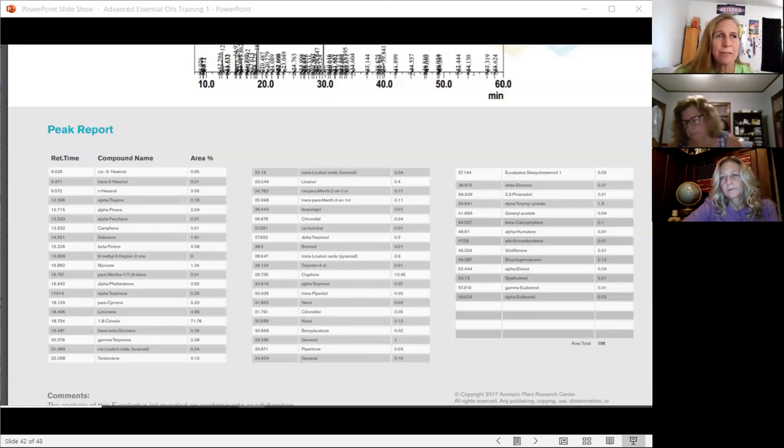So interestingly enough, this oil is doTERRA's, and look at how many different things there are. Can you count how many there are? There's 3, 6, 9, 10, 42, about 54, I think, total.